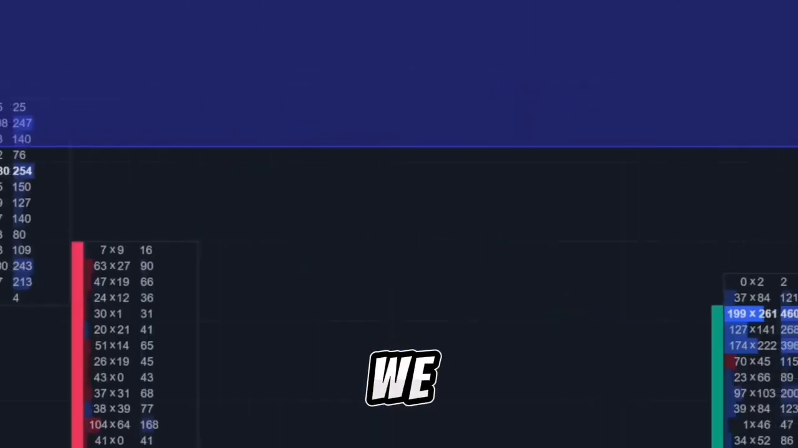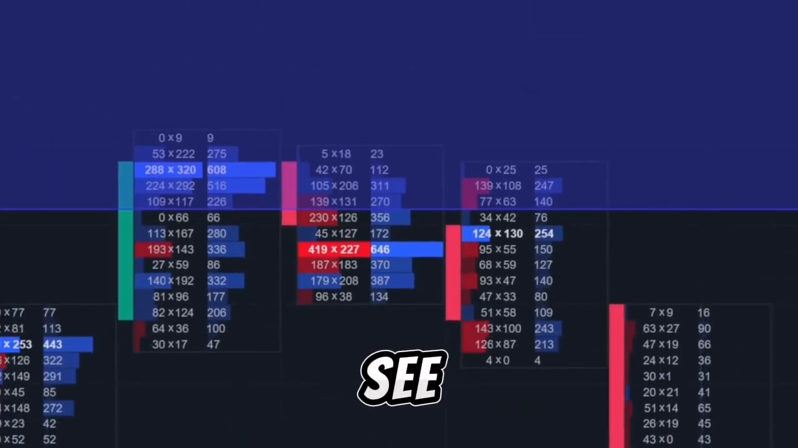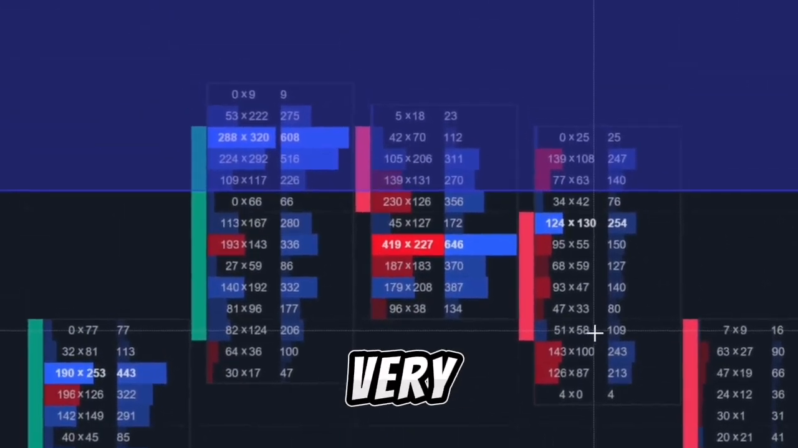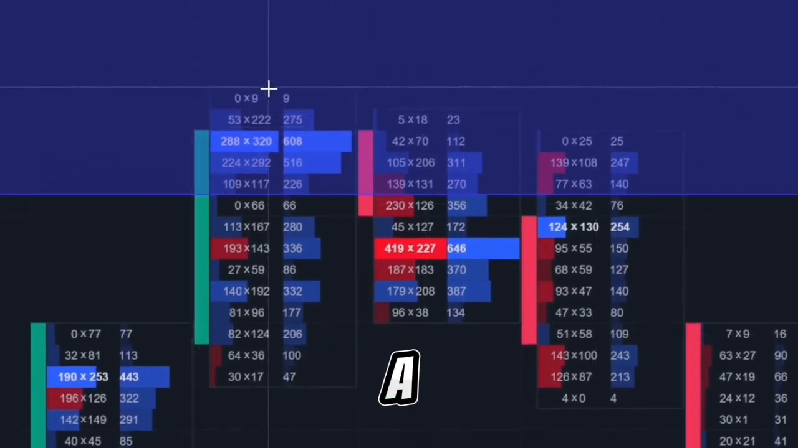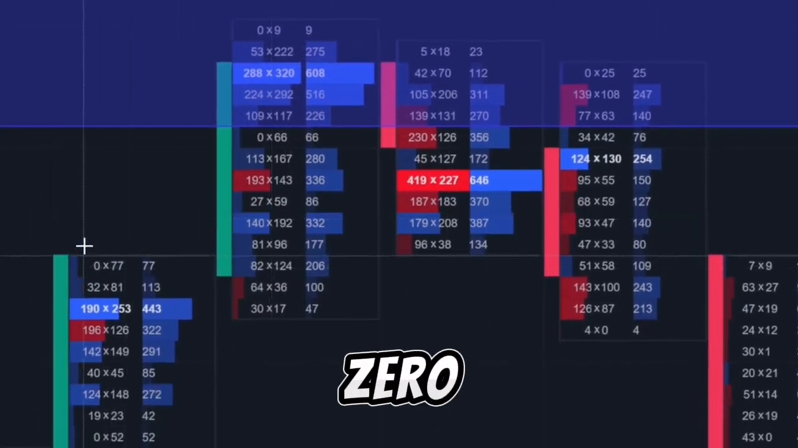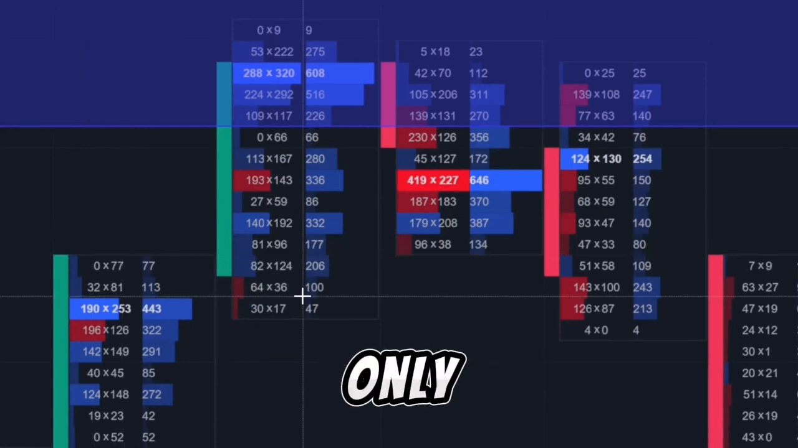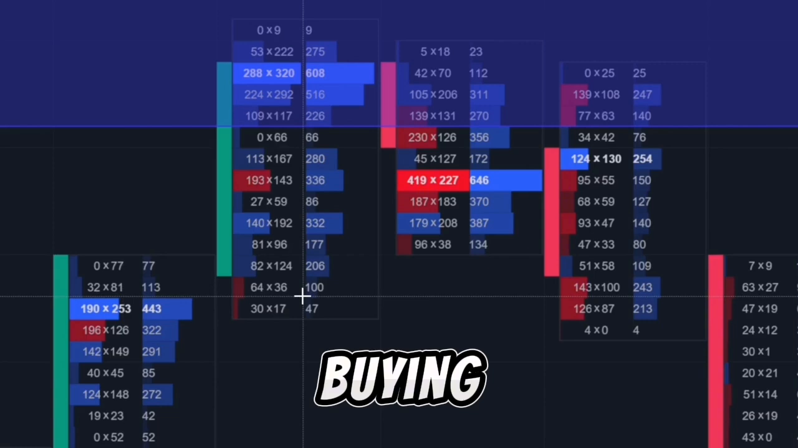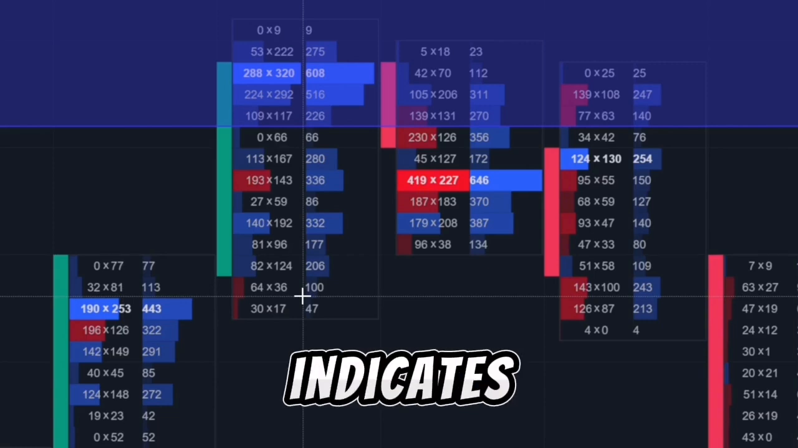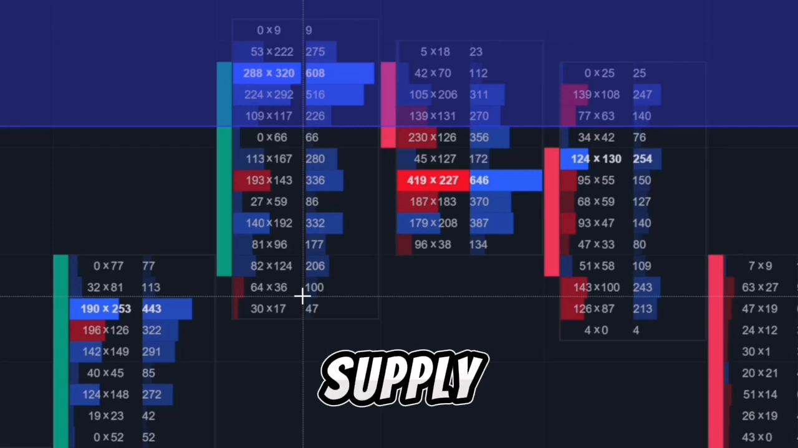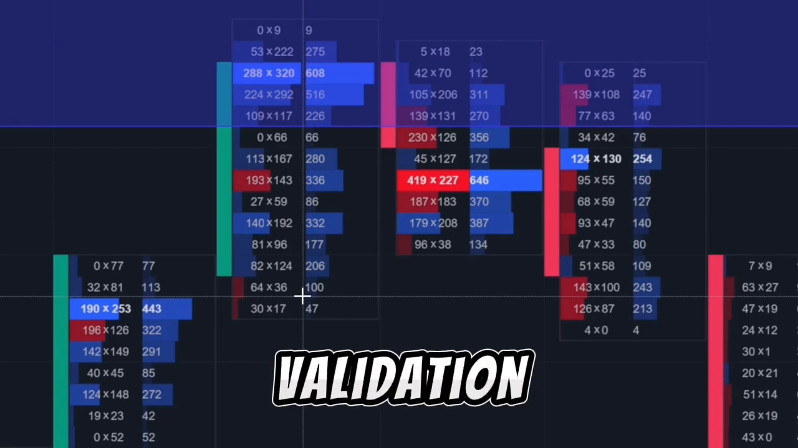Now from here, we see the exact same thing again. And this is what's very important to understand. We see a 0 and a 9. Let's start over here. We see 0 and 77, which shows that there's no aggressive selling and there's only aggressive buying. So when we only see aggressive buying and we don't see a follow through of higher prices, that indicates our level is a strong level of supply. And that really gives us validation to look for sells.